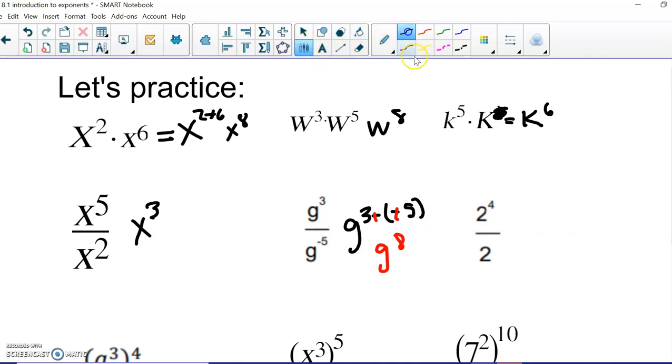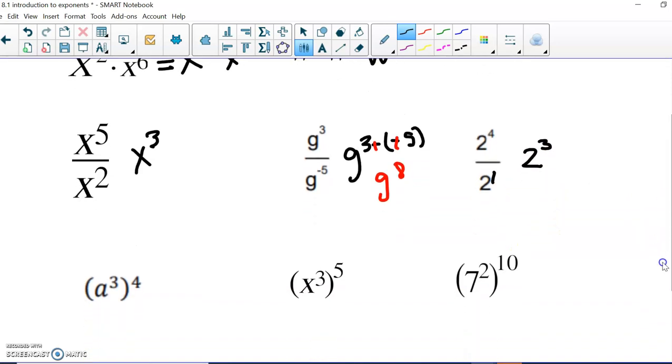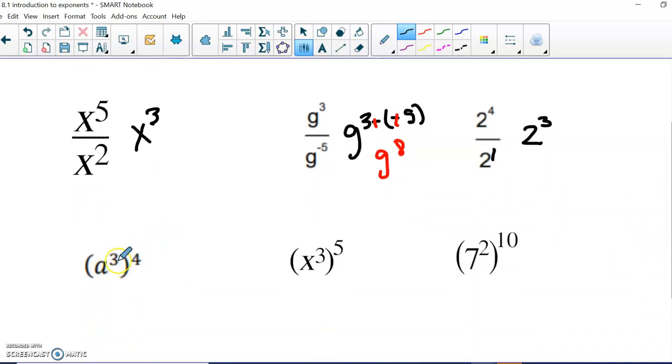And then here we go again. This one doesn't have a power, so if there's no power there, it's assumed it's a 1. So again, we're going to subtract because we're dividing, so we have 4 minus 1, or 2 to the 3rd power. All right, let's try. Here we have the power rule, an exponent to another exponent, and we said the rule with that is we multiply. So we have a to the 3 times 4, or a to the 12th power. And this would be 3 times 5, or x to the 15th power. And this one, 2 times 10, or to the 20th power.